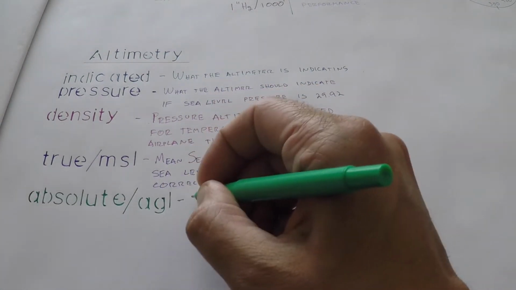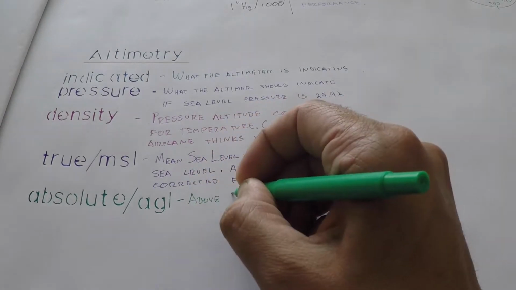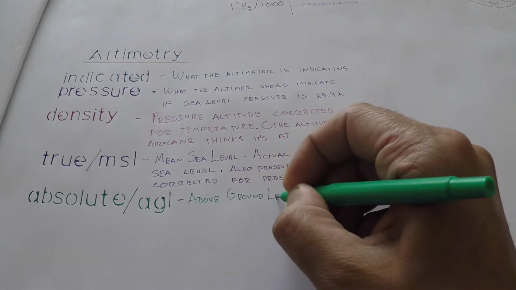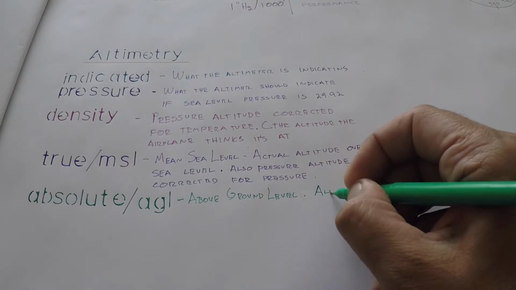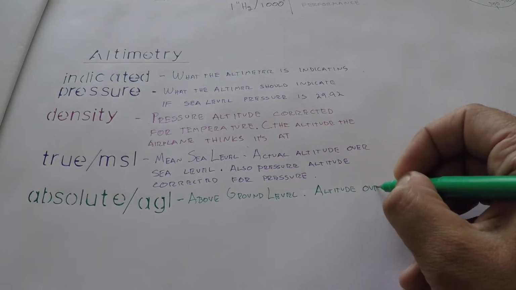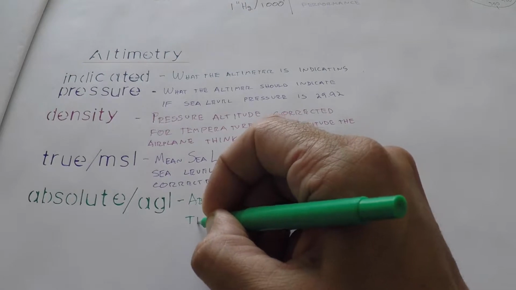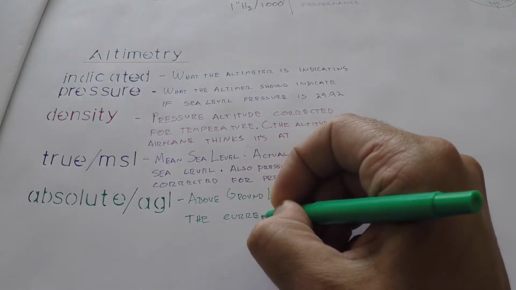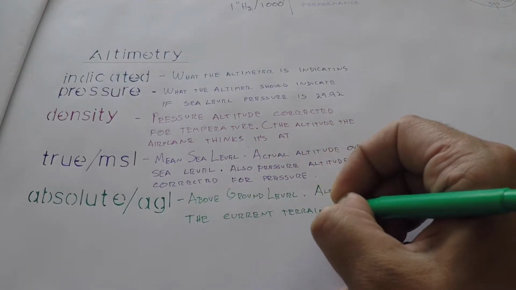The last altitude we're going to talk about is absolute altitude, or AGL, above ground level. This is simply the altitude the aircraft is over the ground. It's rarely measured with an altimeter. It needs another equipment called a radio altimeter. Or you can do some math.